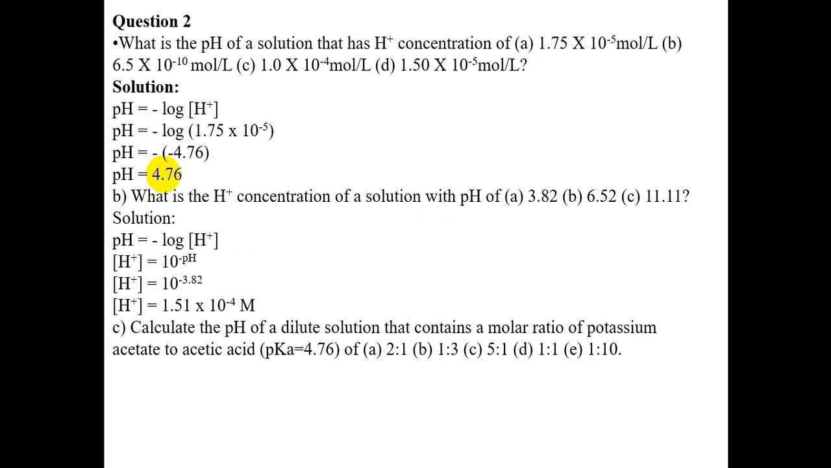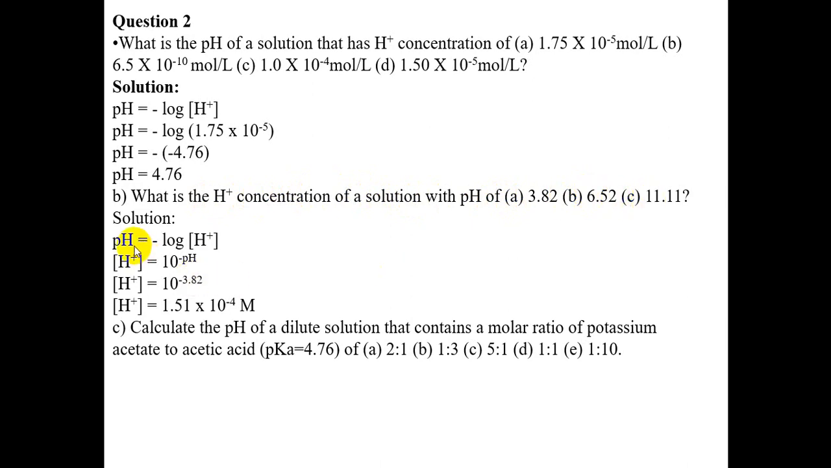So, did I solve for B? No, I didn't solve for B. Okay, so for B, we also have, what is the hydrogen ion concentration? Solve for B, C, D; pause the video and solve them. What is the hydrogen ion concentration of a solution with a pH of A 3.82, B 6.52, C 11.11?